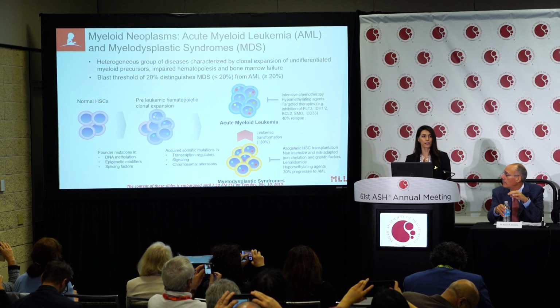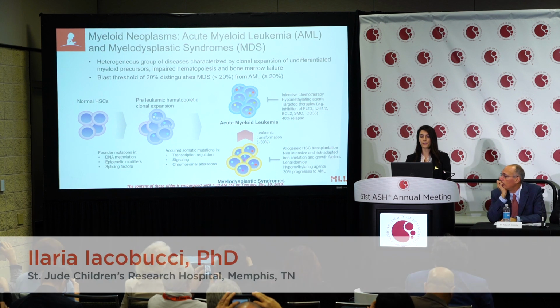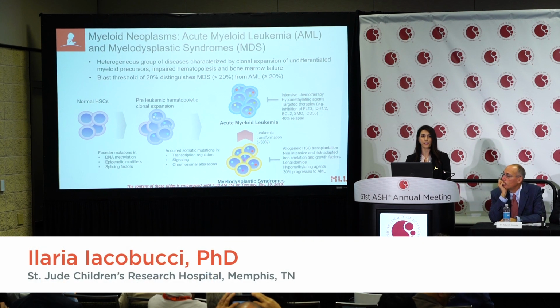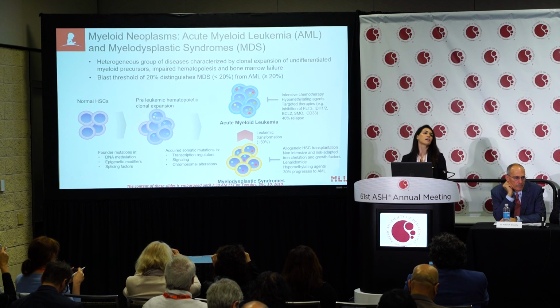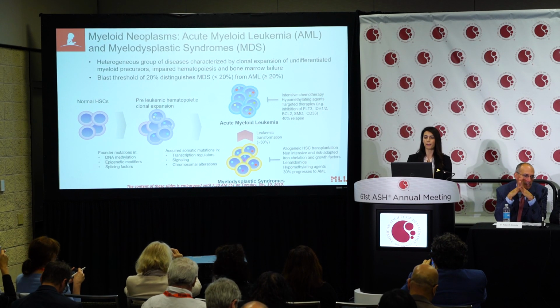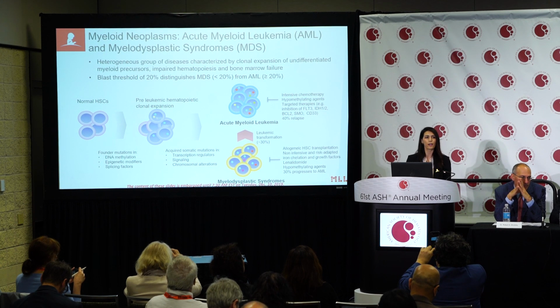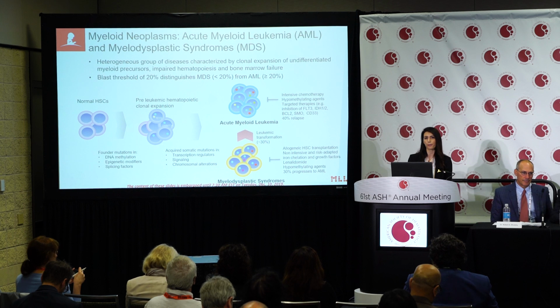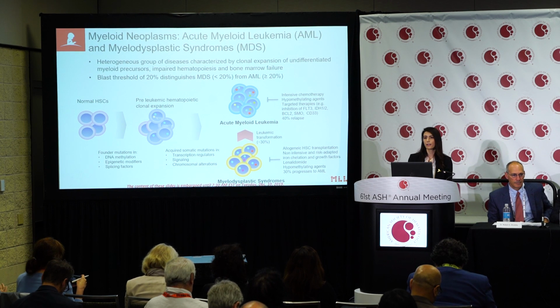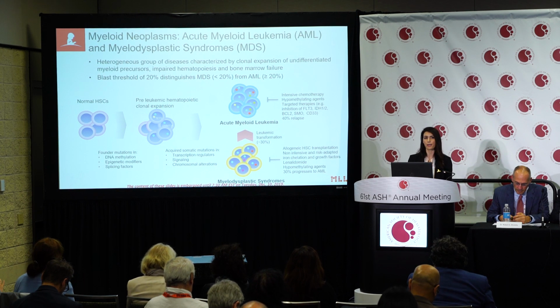Acute myeloid leukemia and the myelodysplastic syndromes are a heterogeneous group of diseases characterized by clonal expansion of undifferentiated myeloid precursors, impaired hematopoiesis, and bone marrow failure. Under the microscope, the cut point of 20% of bone marrow and peripheral blood blasts distinguishes MDS from AML.